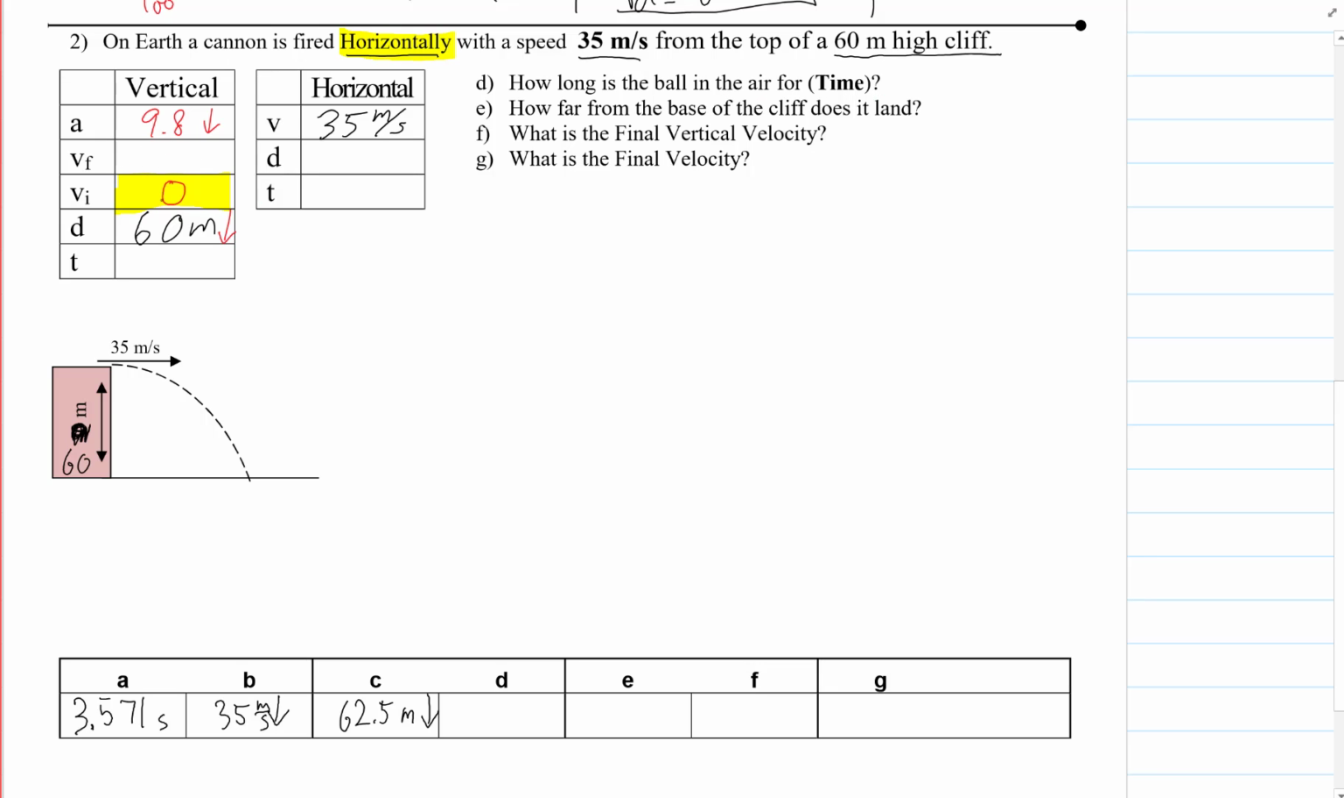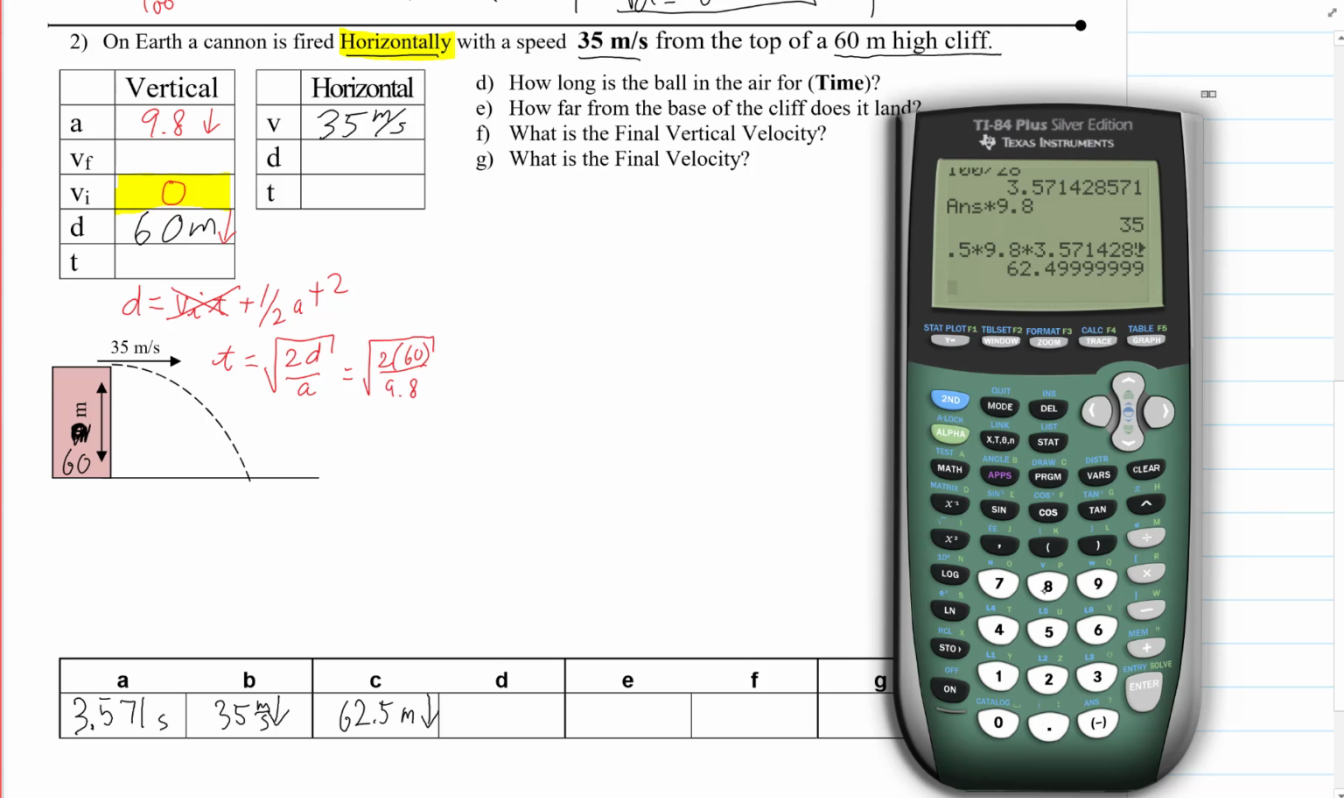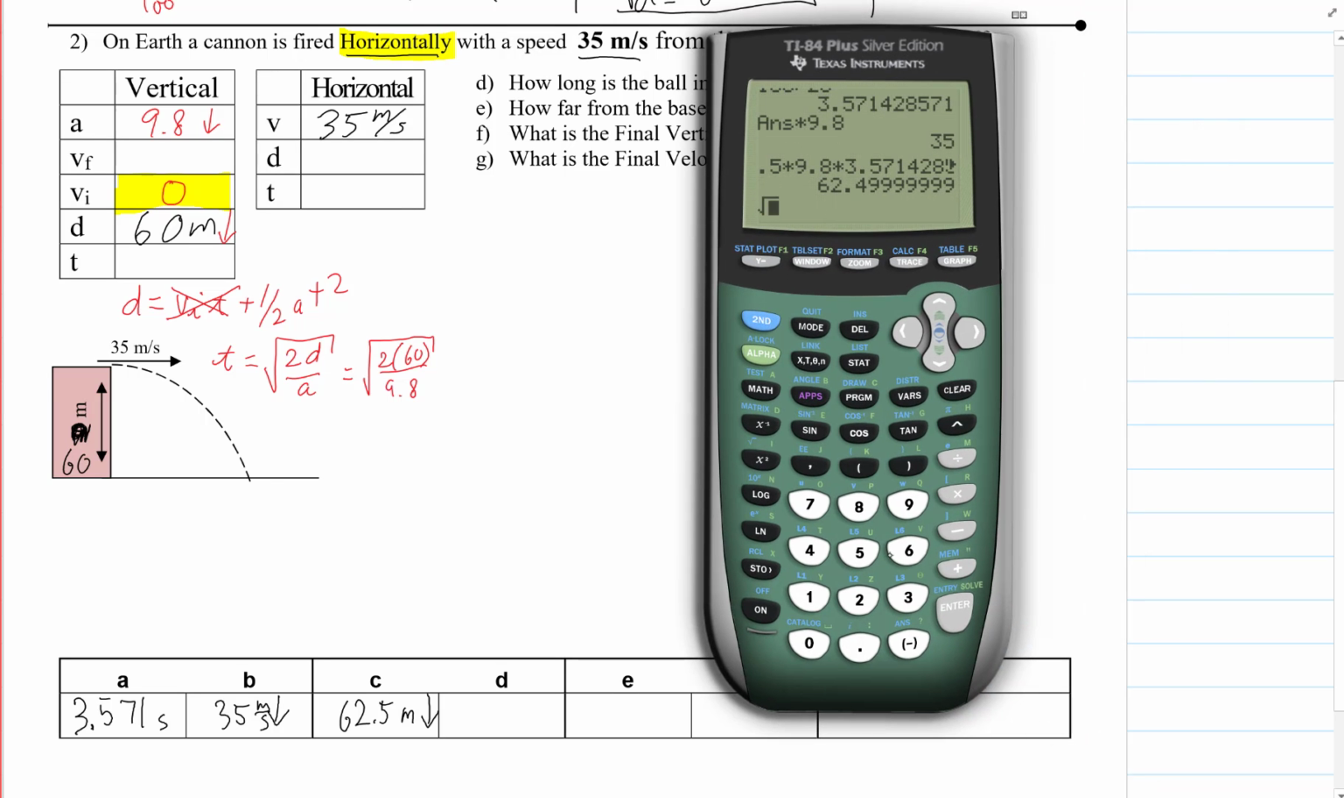Okay, we can use the quadratic here to solve for time. D equals VIT plus 1/2 AT squared. And because VI is 0, that term goes away. Then solving for time, we get T is equal to the square root of 2D over A. So the square root of 2 times 60 divided by 9.8.